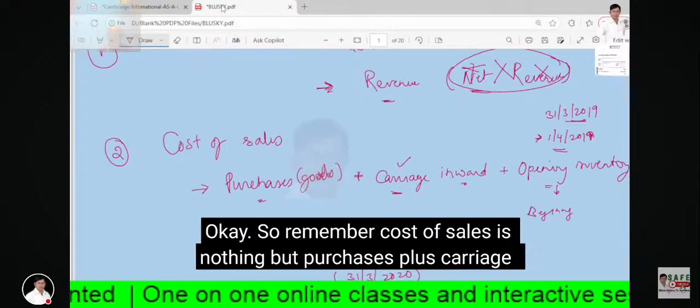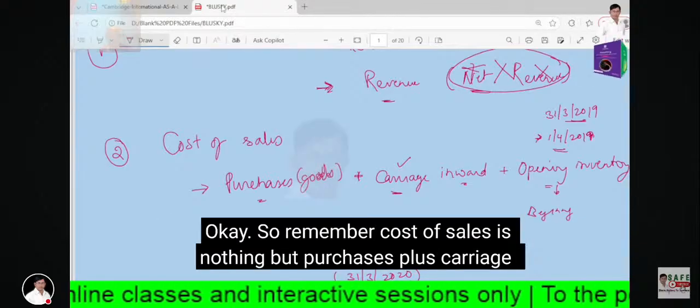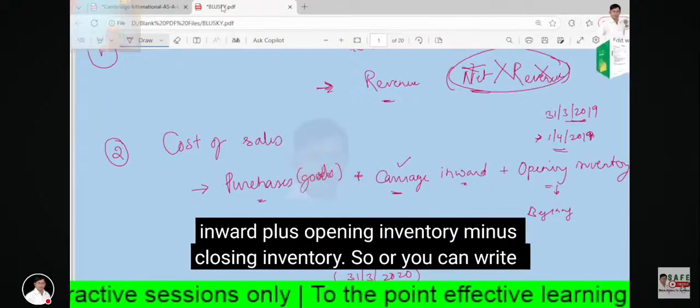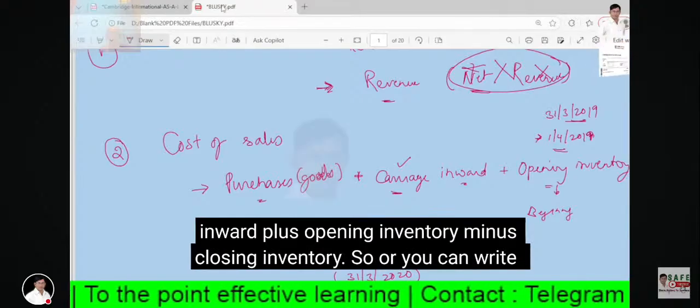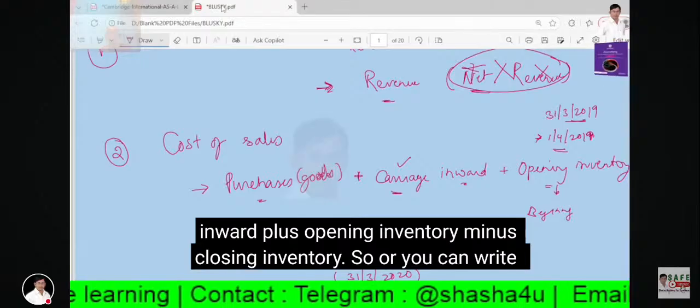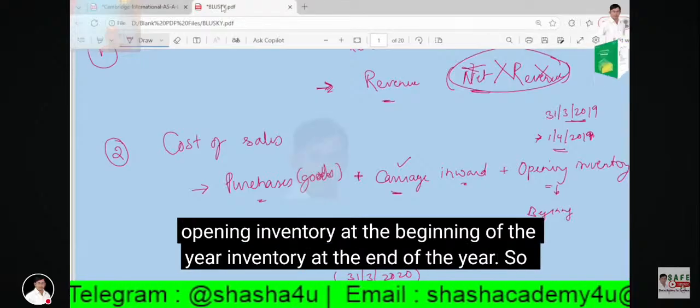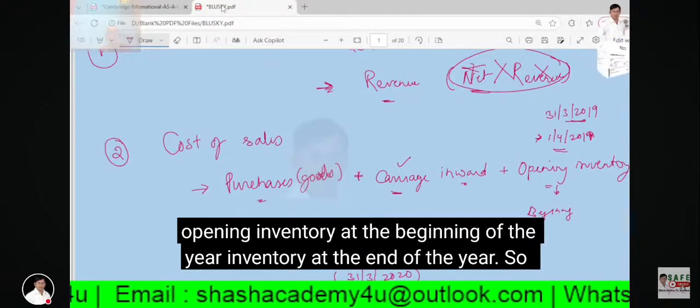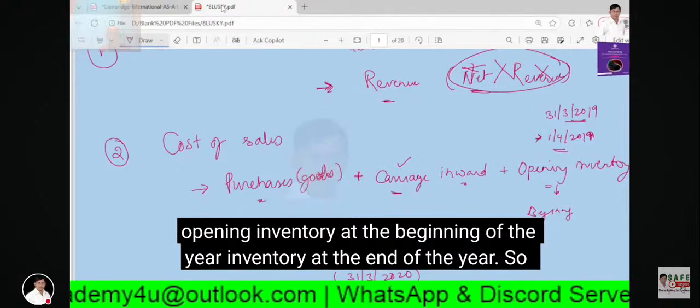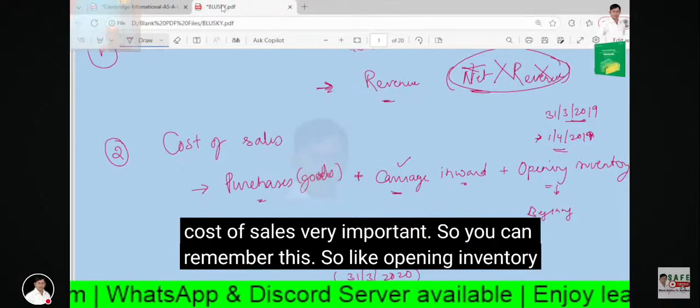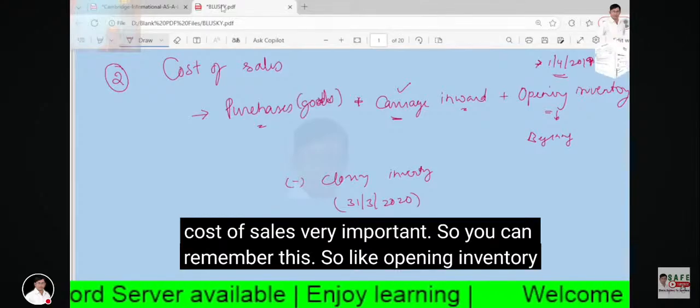So remember, cost of sales is nothing but purchases plus carriage inward plus opening inventory minus closing inventory. Or you can write inventory at the beginning of the year, inventory at the end of the year. So cost of sales is very important. You can remember this.